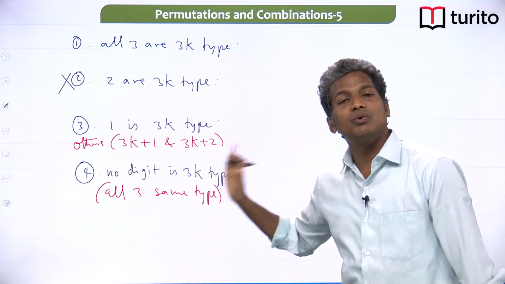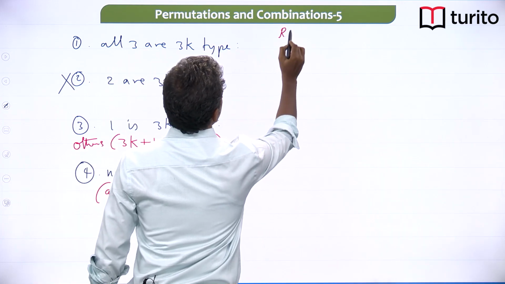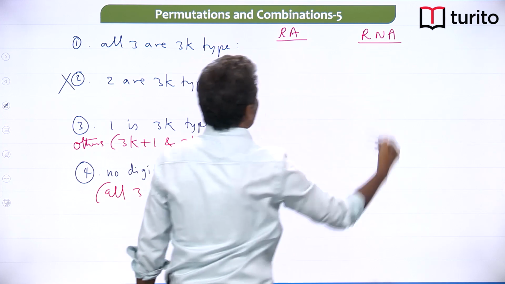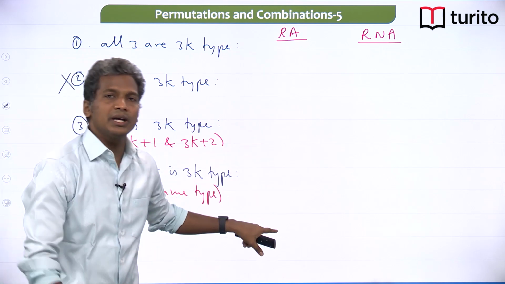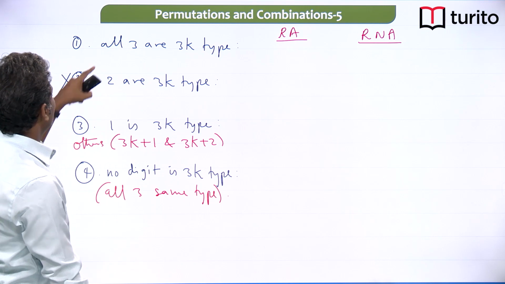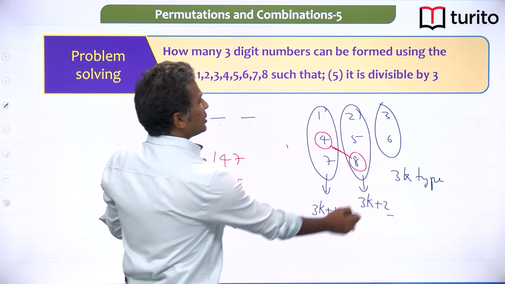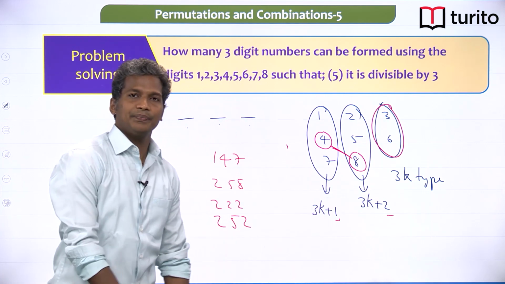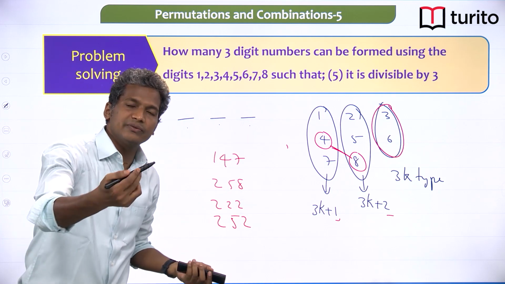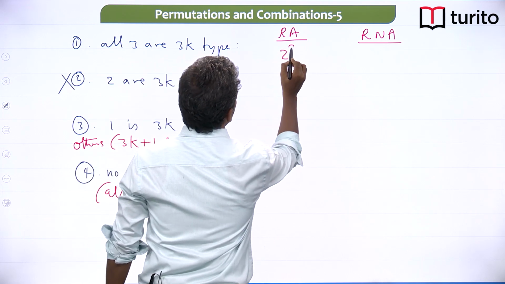Now let us do the counting for all of them. I will take two situations here, repetition allowed and repetition not allowed. Now repetition allowed is going to be our answer, but repetition not allowed is like a byproduct. So now if all are 3k type, that means we are filling 3 locations with only these 2 numbers, right. So there are only 2 options and there are 3 locations. In how many ways can we fill them? 2 into 2 into 2. So here the number must be 2 cube.